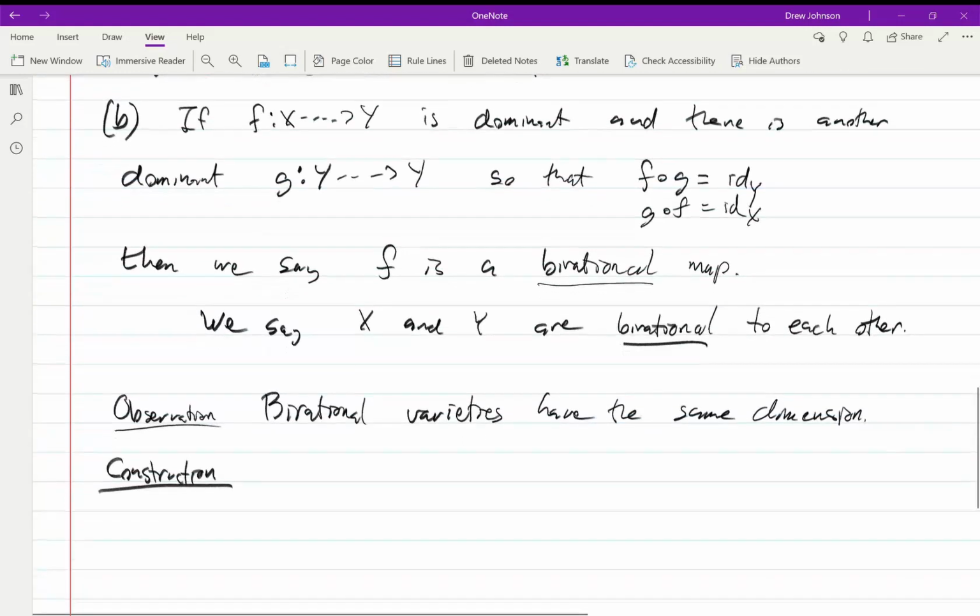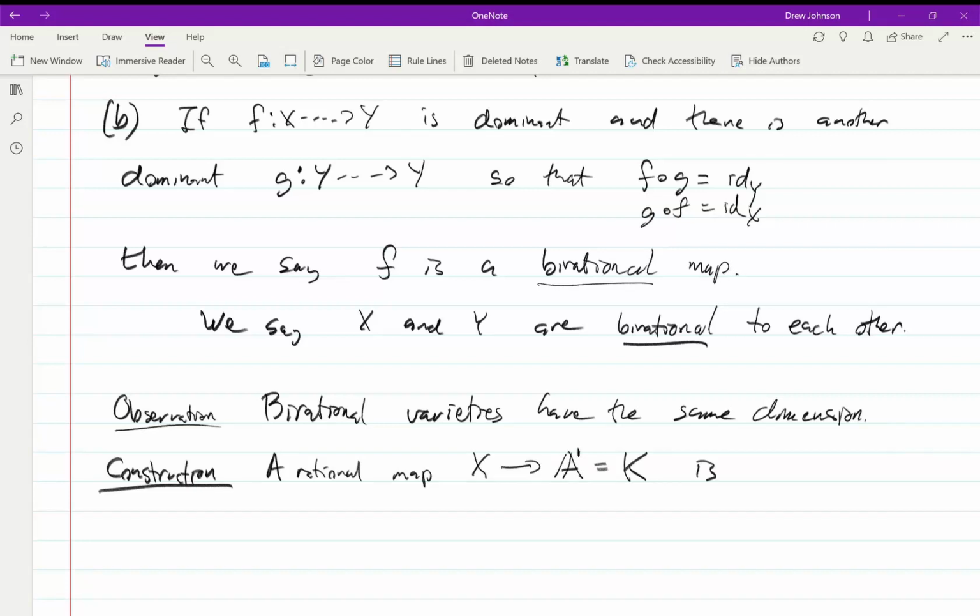Now let's do a construction. It's important in the study of birational varieties. This can be kind of analogous to the coordinate ring that we did before. So a rational map from X to A1, let's still assume that X is irreducible, and you can think of A1 as just being our base field k, is called a rational function.